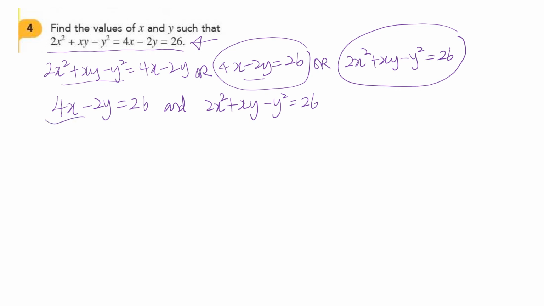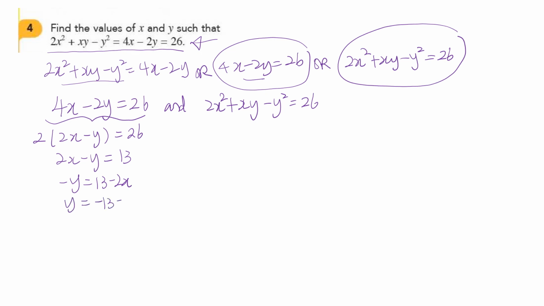Right, but if you look at this guy here, we can do some simplification first. We can actually factorize 2 out. Alright, so we divide 2 by both sides. That gives you 26 divided by 2 gives you 13. We can make y the subject. Multiply by negative 1. Okay, we're going to call this equation 1. We're going to call this equation 2. So we're going to substitute 1 into 2.